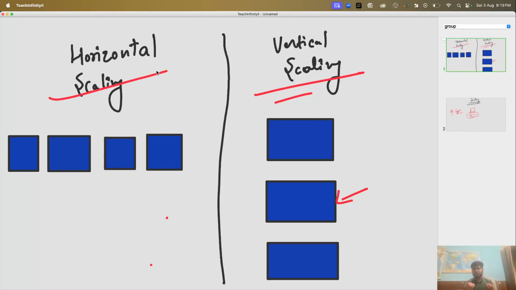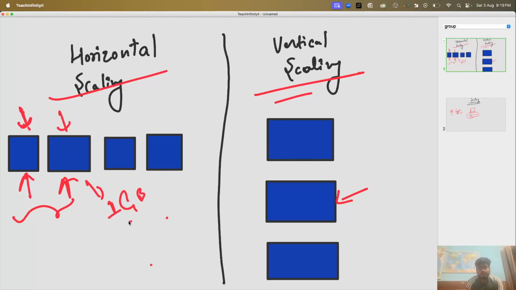horizontal scaling means suppose you have a system of 1 GB that is responsible for handling those many requests. Now you define another system of the same memory, 1 GB, and it is also handling requests. Earlier, those requests were handled by a single node. Now the same number of requests are handled by these two servers, which have the same 1 GB of memory and the same CPU.